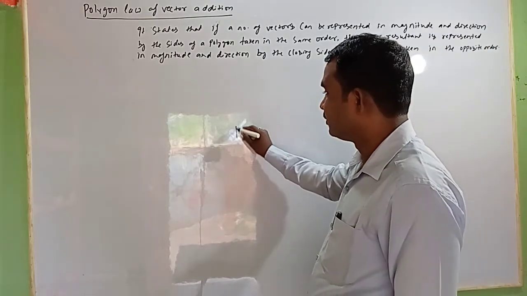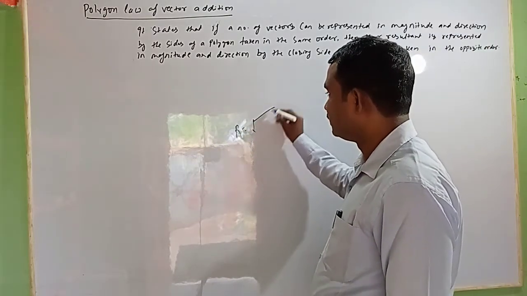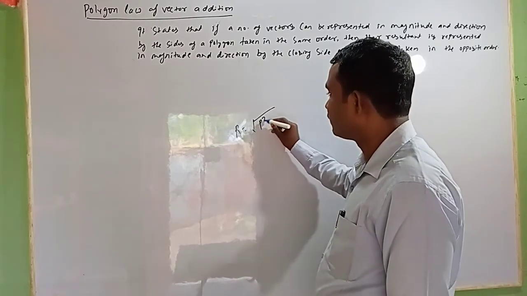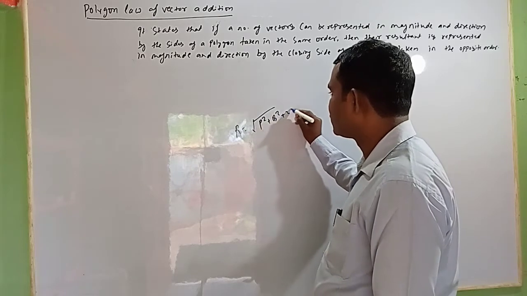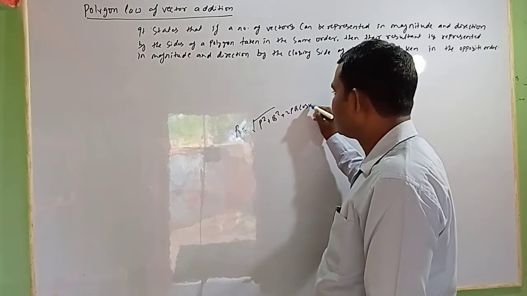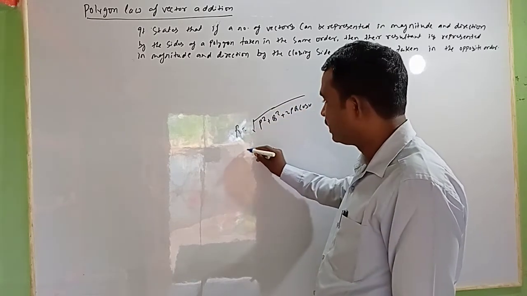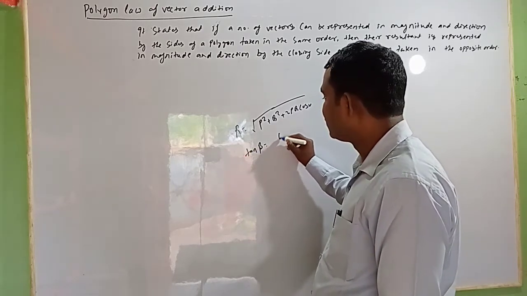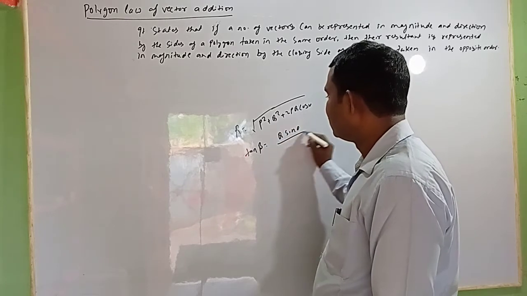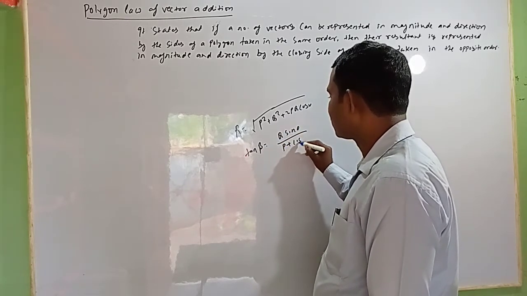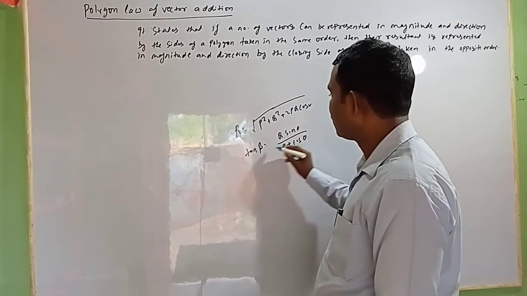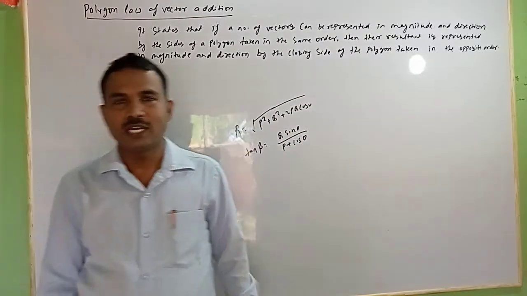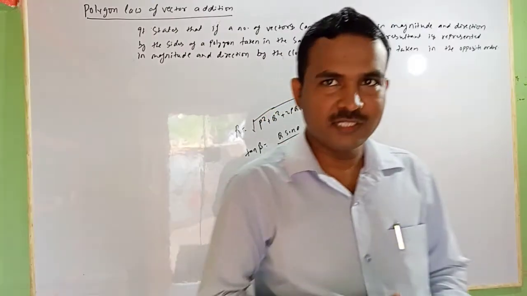You know that the resultant R is equal to root under, what is the formula? Root under P square plus Q square plus 2PQ cos theta. Yes, and another, we have tan beta is equal to, what is the value? Q sin theta divided by P plus Q cos theta. Okay, we have completed this formula. I think that all of you have practiced these questions.